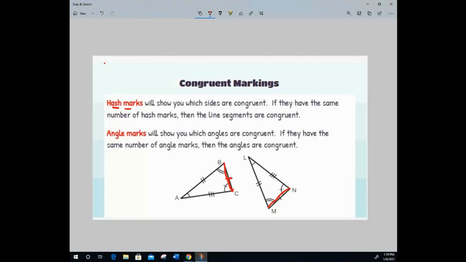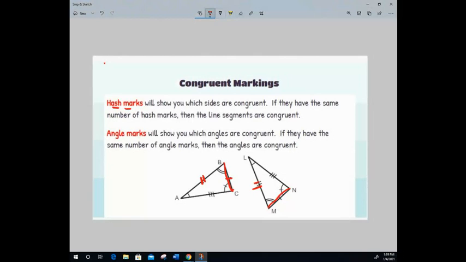If we notice AB, which has two hash marks, that's the same as line segment LM. They also have two hash marks. And line segment AC has three hash marks, and so does line segment LM. So the hash marks let you know whether or not the line segments are congruent.